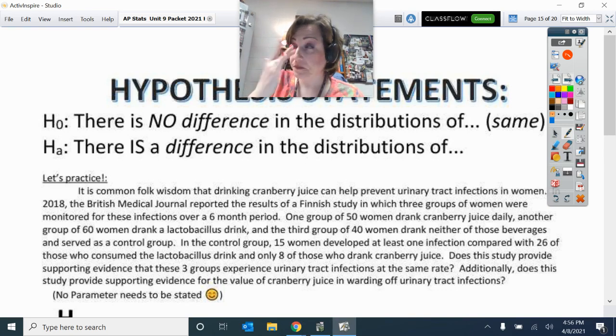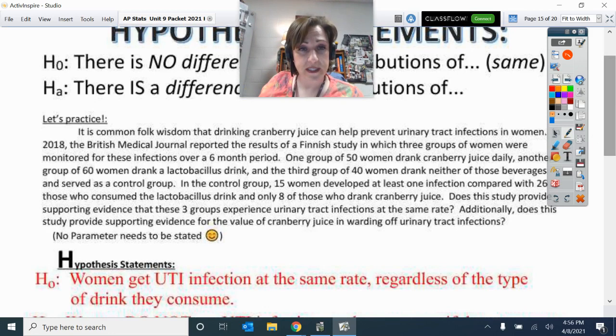So here we go. It is common folk wisdom that drinking cranberry juice can prevent or help prevent urinary tract infections in women. A 2018 British Medical Journal reported the results of a Finnish study where 3 groups of women were monitored for these infections over a 6-month period.